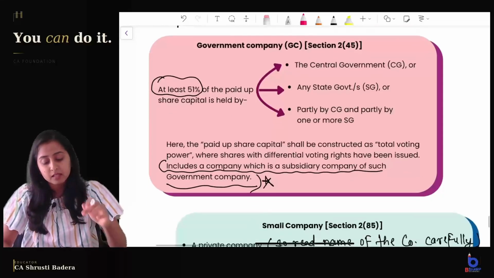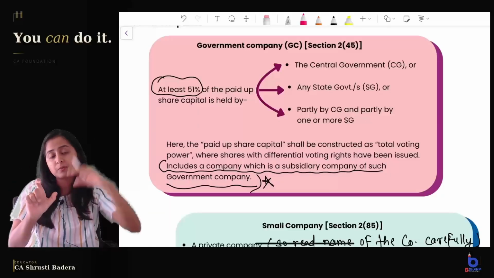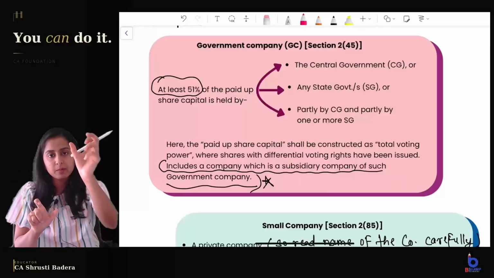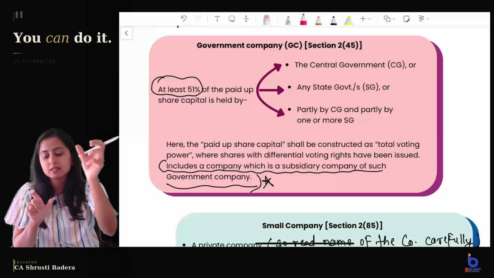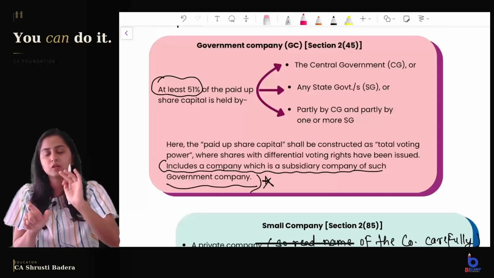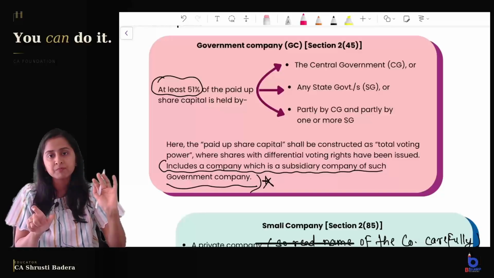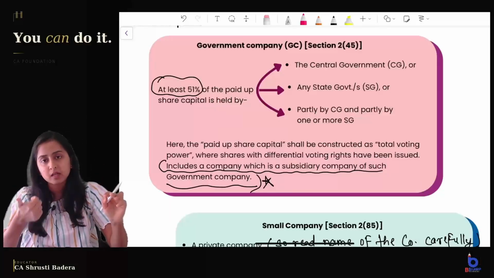But government company definition also includes a company which is a subsidiary of a government company. So A Limited, B Limited. A Limited is a government company. B Limited is a subsidiary of this A Limited. And how is it a subsidiary? Because, say, A Limited has 51% of the voting power in B Limited. So B Limited becomes a subsidiary. B Limited will also be termed as a government company.